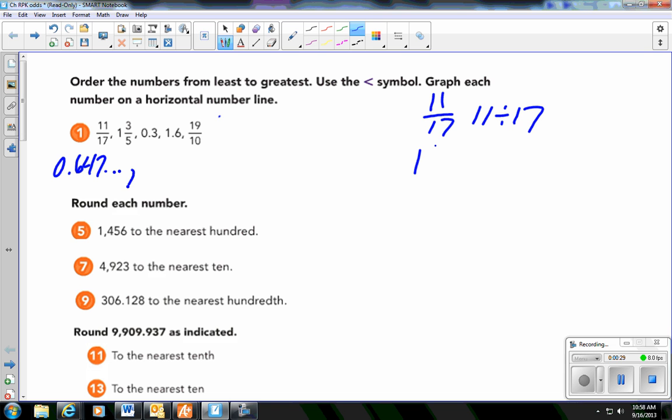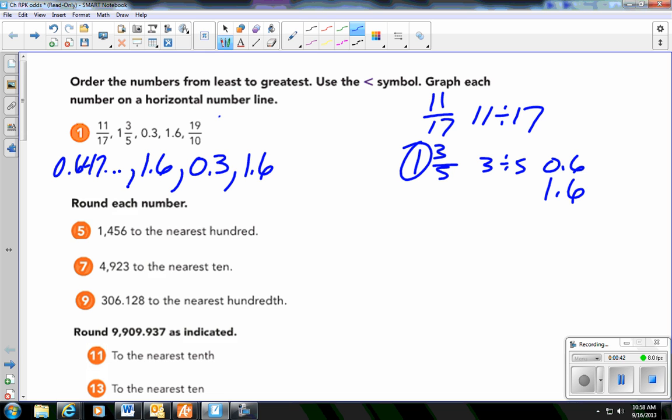1 3/5, same thing, do 3 divided by 5, and you'll get 0.6. Plus we have the whole number 1, so it's actually 1.6. 0.3 we can leave alone, 1.6 we can leave alone, so you'll see we have two 1.6s. And then 19 over 10, we do 19 divided by 10. So again, top number divided by the bottom number, and we get 1.9.